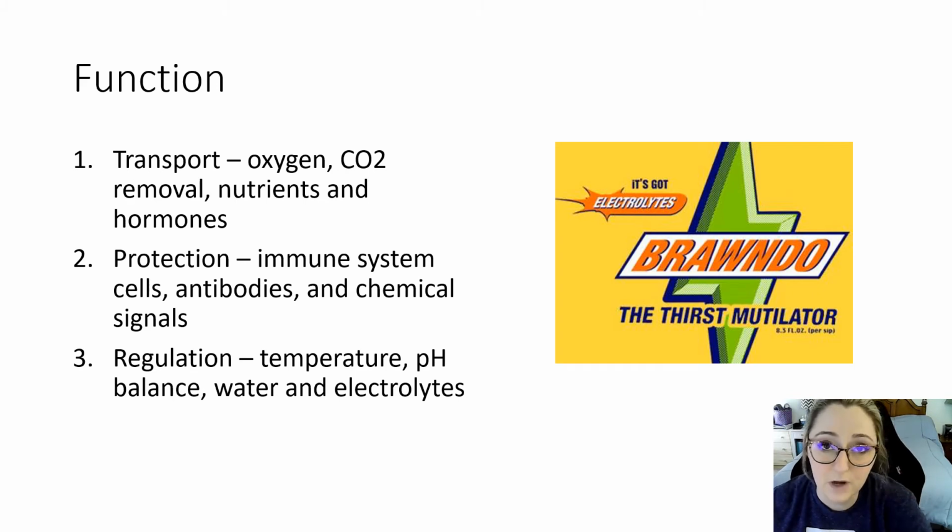So the function of the cardiovascular system, in total, is going to be for transportation. This is through your blood. You're going to have the transportation of oxygen, carbon dioxide, which is a waste, nutrients, and hormones. The other purposes are going to be protection, such as the immune system, so think of your white blood cells, antibodies, as well as chemical signals that are transported through the cardiovascular system. And then regulation of your temperature, pH, water, and electrolytes.